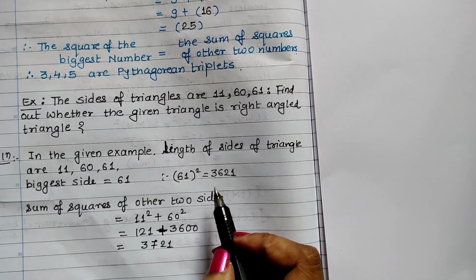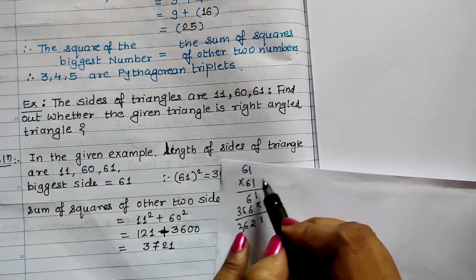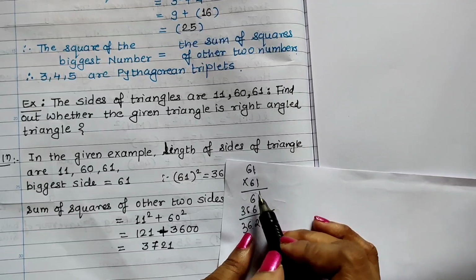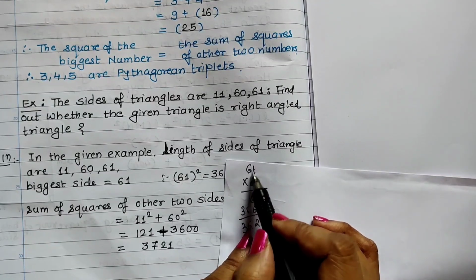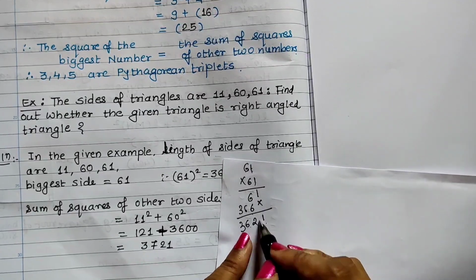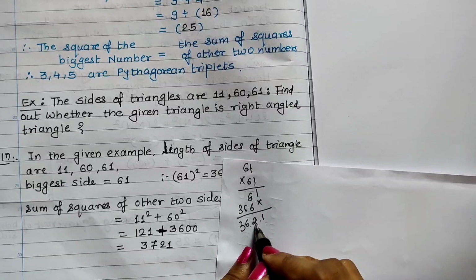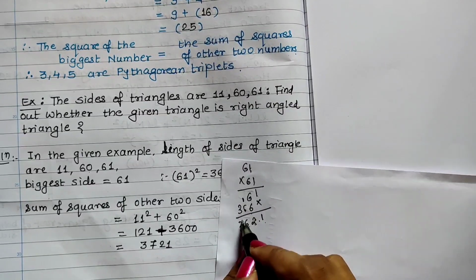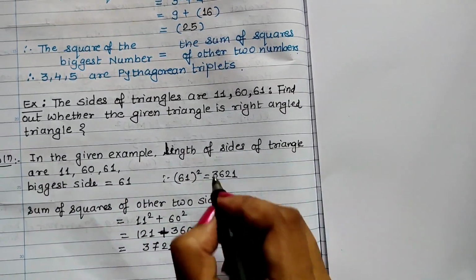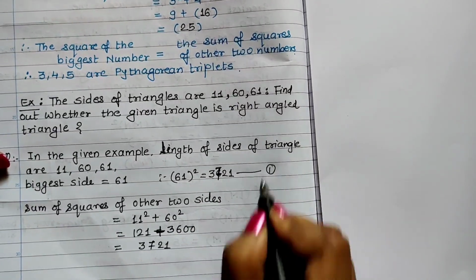It was correct. 61 into 61. 1 ones are 1, 1 sixes are 6, 6 ones are 6, 6 sixes are 36. Yes. 1 as it is, I have to write; 6 plus 6 is 12. 2 written, 1 carrying, 6 plus 1 is 7. Answer is 3721. This is 1, this is 2.